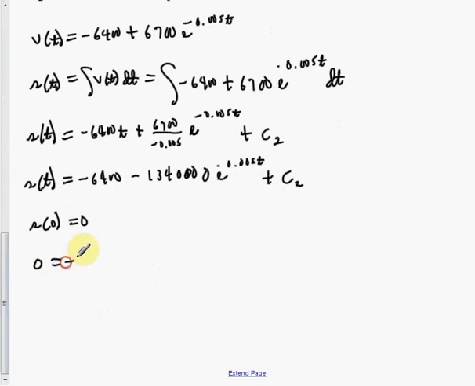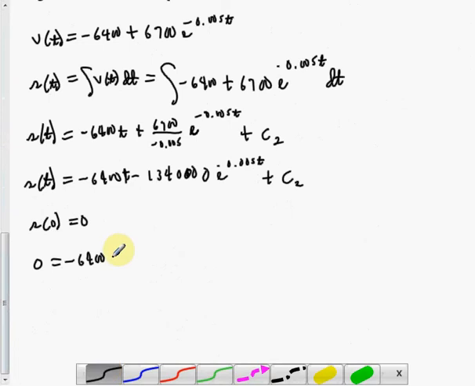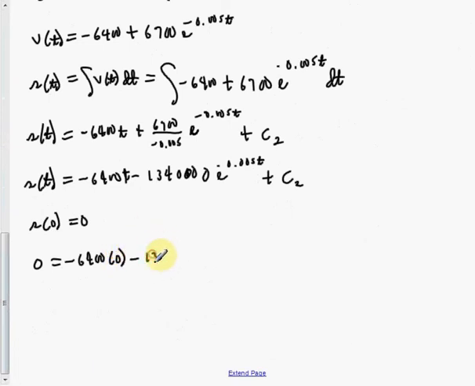So that means that 0 is equal to negative 6400 times t, I left off my t there. Yep. So t is going to be 0. Let me put that in there. Times e to the 0 plus c sub 2. So that implies that c sub 2 is equal to 1,340,000.